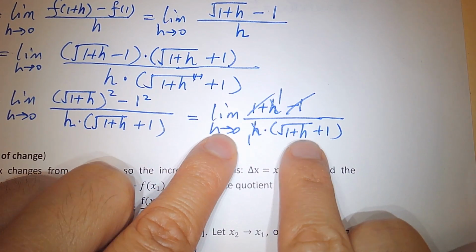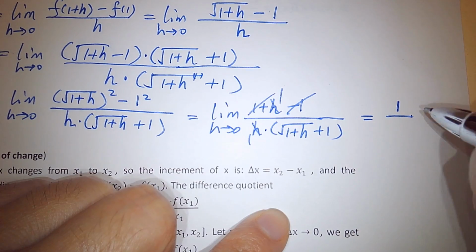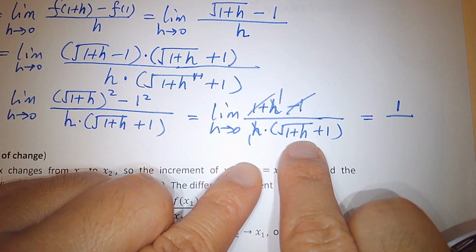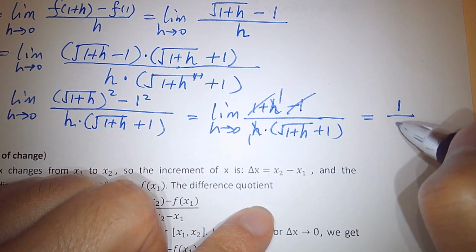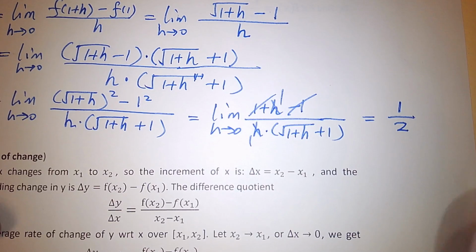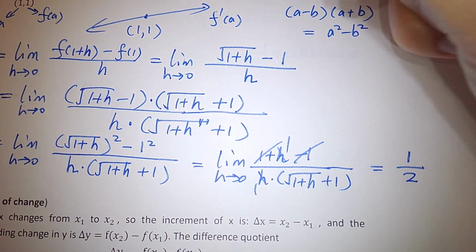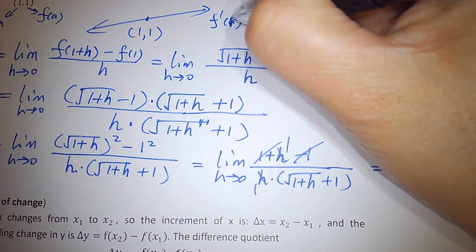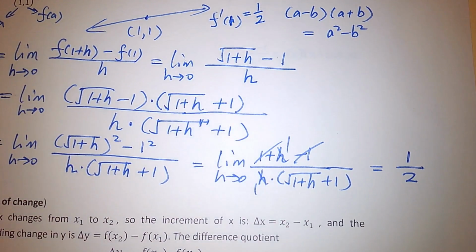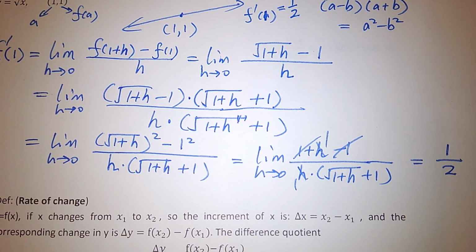And now when h approaches 0, what do we have on the bottom? We have a 1 on the top. Square root of 1 is 1. 1 plus 1 gives us what? 2. So the slope of the line actually equals what? 1/2. Do you see that? Okay. So f prime of 1 equals what? 1/2. Everybody? Do you see that?